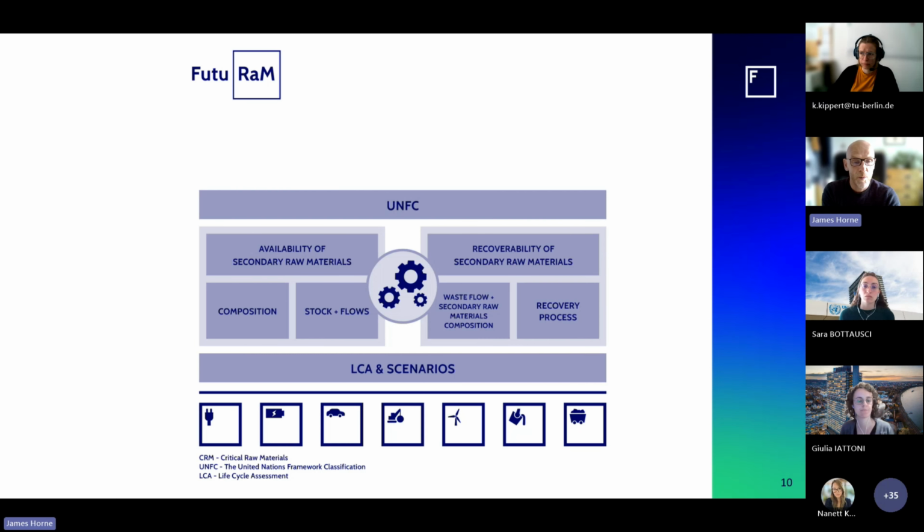In addition, we also adapted the United Nations Framework Classification for Resources for use in secondary raw material projects. It was developed for primary raw material projects, and the project established a framework and a tool to enable this to be applied to secondary raw material projects. And we've tested this in 20 different case studies at national and project level across the 7 different waste streams.